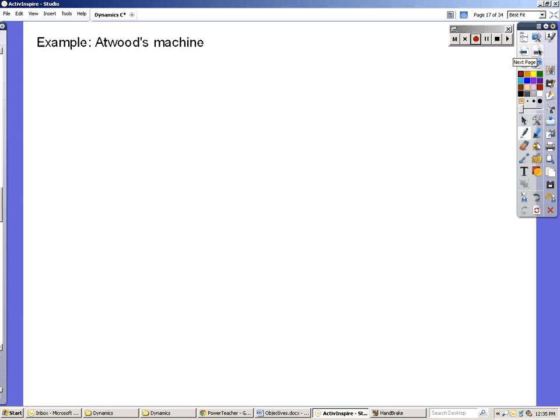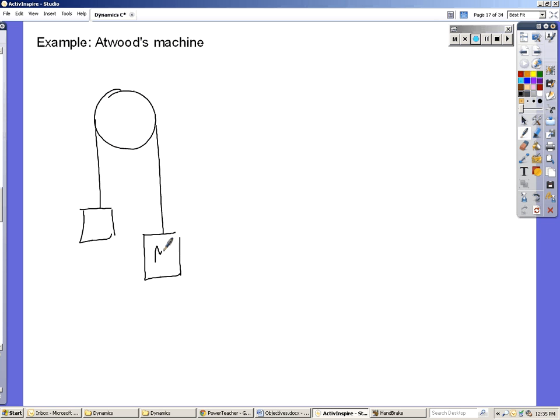So the classic example of a problem where you use Newton's third law is Atwood's Machine. Atwood's Machine is a pulley, and from this pulley are hanging two weights, the larger one of mass big M, the smaller one of mass little m. The pulley is assumed to be frictionless and massless, and the cord is massless as well.